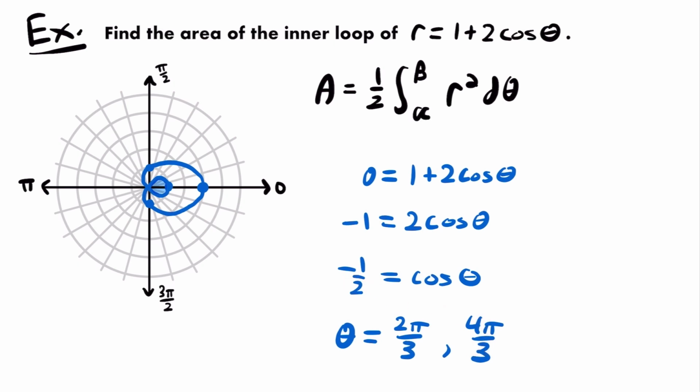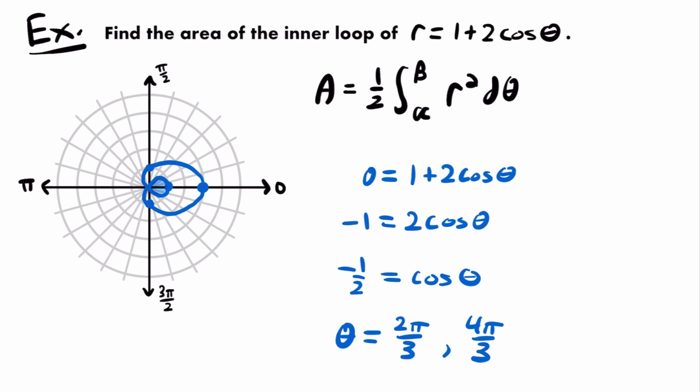So what that tells us is that at these values of theta, for this polar curve, the radius is 0. So the smaller angle, 2 pi divided by 3, is the angle where our curve first hits the origin. Then the second angle, the bigger angle, 4 pi divided by 3, is where our curve hits the origin the second time, after we make the full loop. So our lower bound will be 2 pi divided by 3, and our upper bound will be 4 pi divided by 3. Those are going to be the bounds of integration.